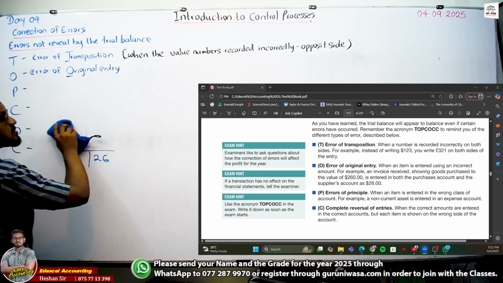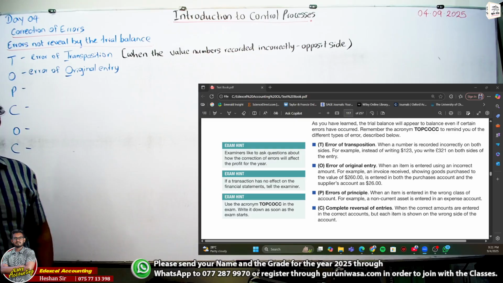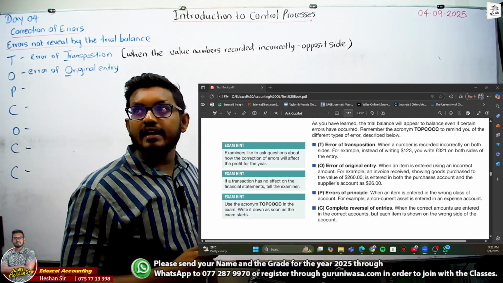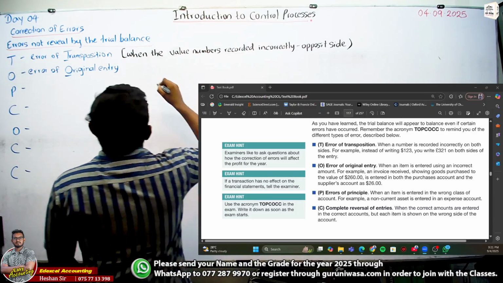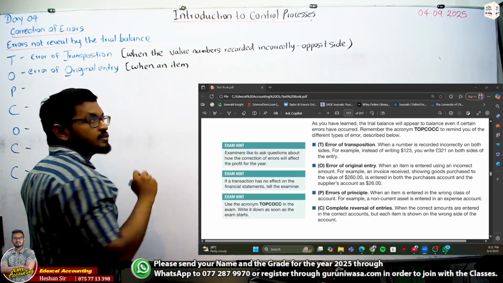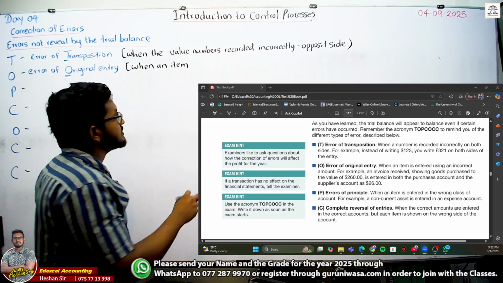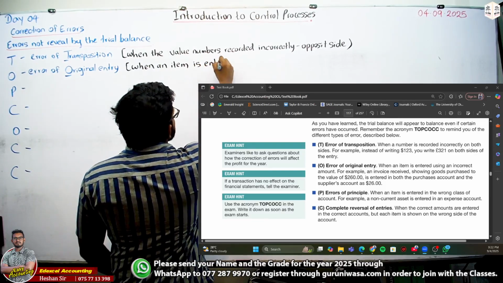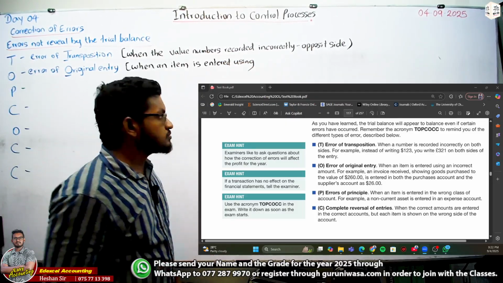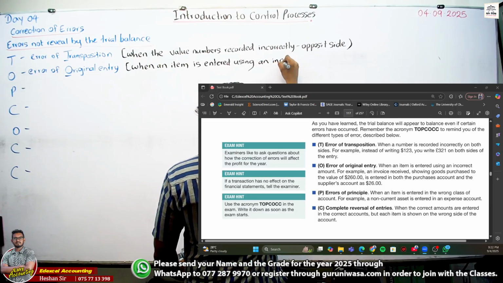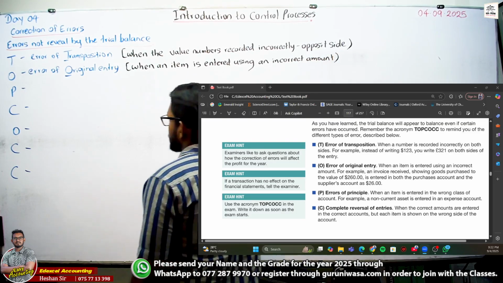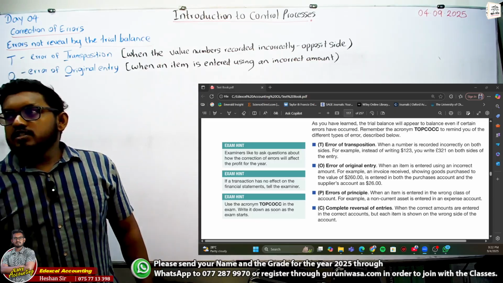So original entry error means when an item is entered using an incorrect amount.